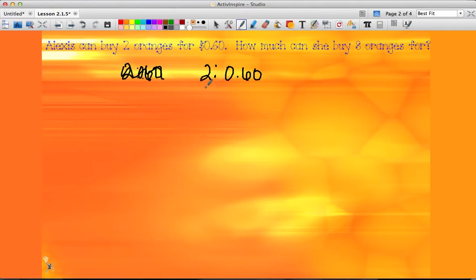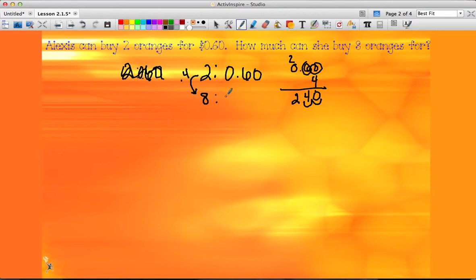Now I know that she wants to buy 8 oranges, and since my oranges are listed first, I'm going to list my oranges first here. And I know that to go from 2 to 8, I had to multiply by 4. And I know my rule is what I do to the top, I have to do to the bottom. Or what I do to the left, I have to do to the right. So I'm going to multiply 60 hundredths by 4. 0 times 4 is 0. 6 times 4 is 24, carry the 2, 0 times 4 is 0, plus 2. I have 2 numbers after the decimal, so I move my decimal 2 places to the left.